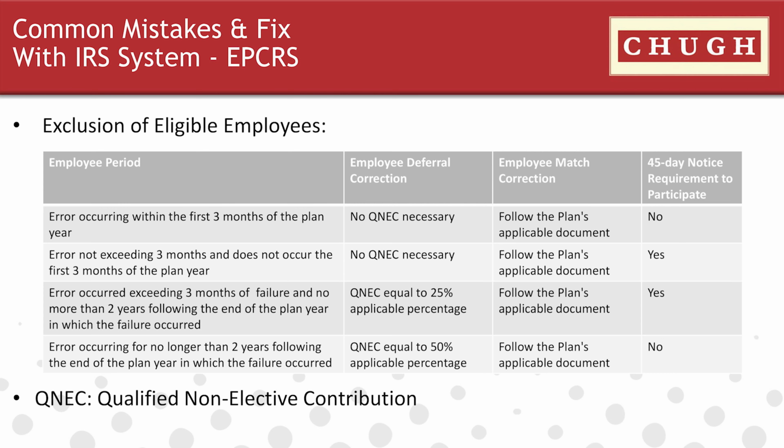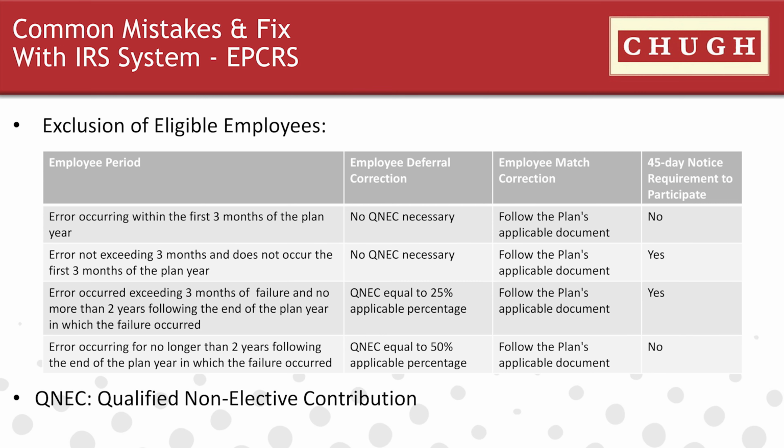So the first mistake is exclusion of eligible employees. Edith already explained who the eligible employees are. So I'm going to talk about what common mistakes happen with the exclusion of eligible employees. The plan administrator failed to offer an eligible employee the opportunity to make an elective deferral once they became eligible for the plan. Basically, employees are not informed and allowed to make the deferral contribution to the plan.